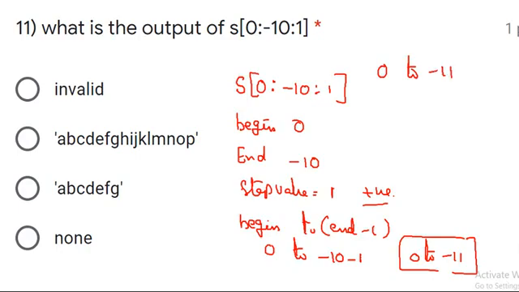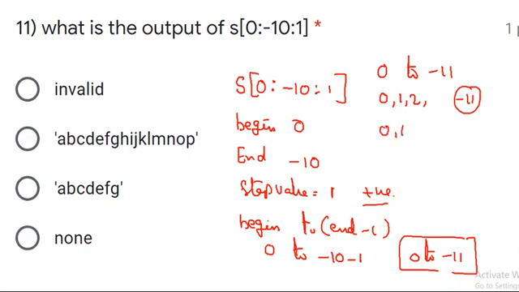So first index is 0. What is the next index? In positive direction 1. What is the next value? 2. Like this, can you reach at any time the value minus 1? You will never reach the value if you are going in the increasing direction.